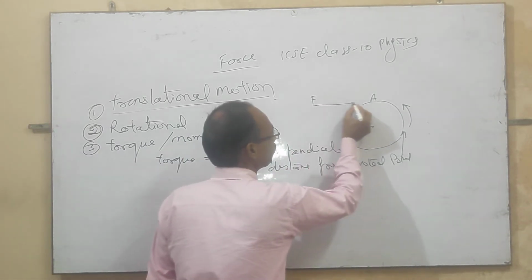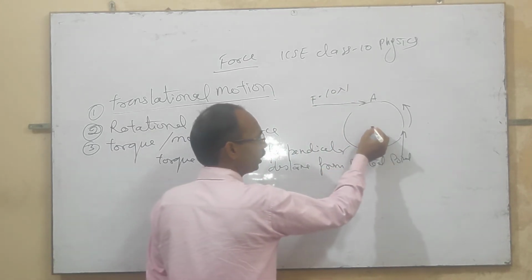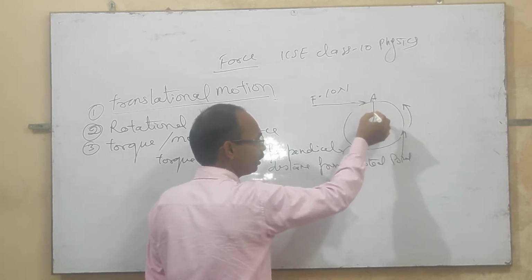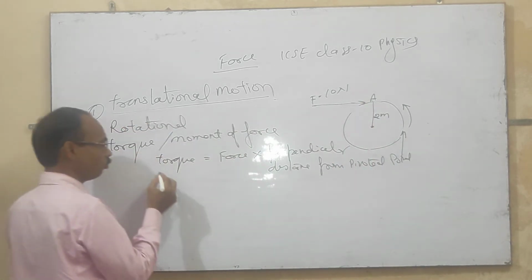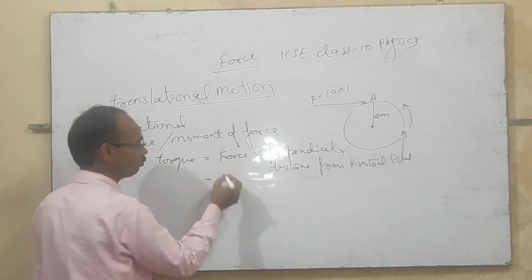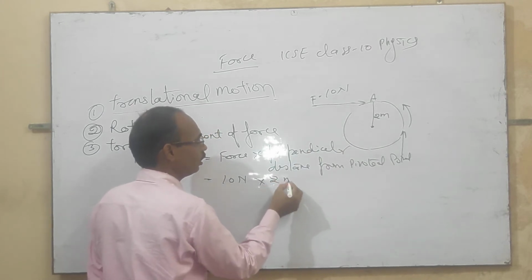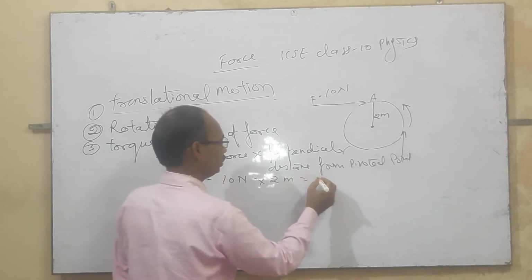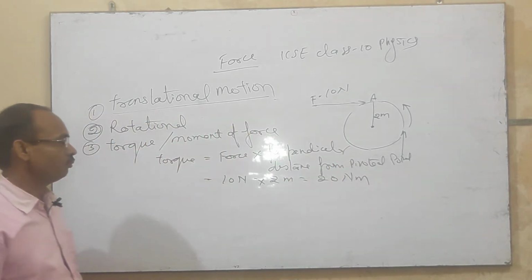If the force applied is equal to 10 Newton, and the axle is this point, and the perpendicular distance from the force applied to the axle is, suppose, 2 meter, then what is the torque? Torque means moment of force. The force is 10 Newton and the perpendicular distance is 2 meter, and the torque, I mean moment of force, is 20 Newton meter. This is the moment of force.